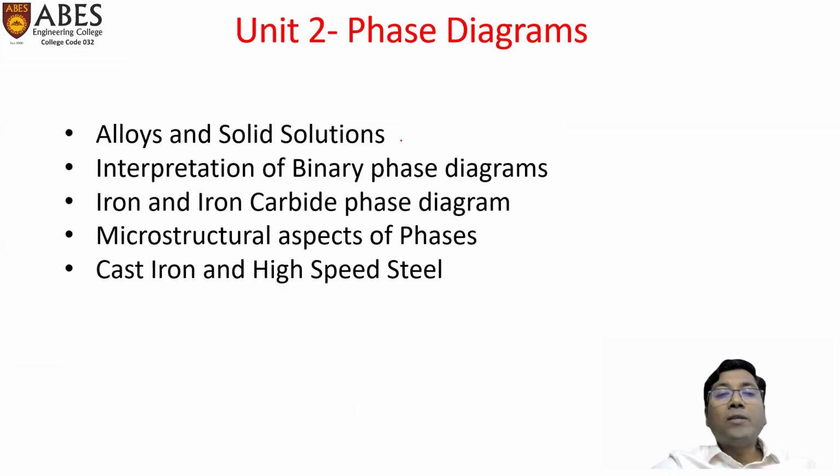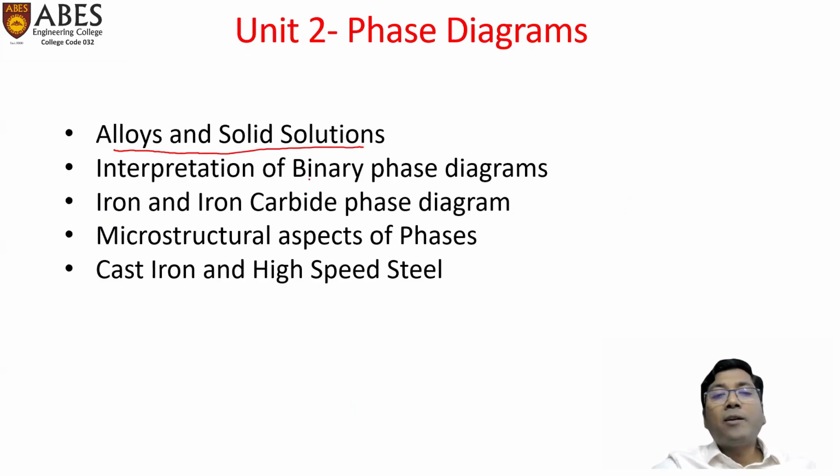First one is alloys and solid solutions. So what are alloys? What are solid solutions? What is the difference between alloys and solid solutions? And what are Hume-Rothery rules of unlimited solid solubility? All these would be covered under alloys and solid solutions.